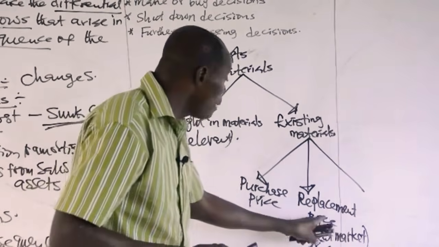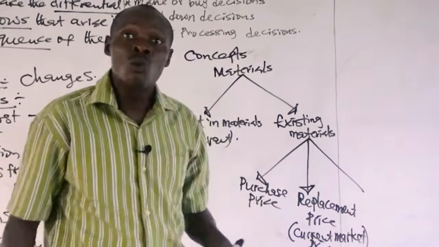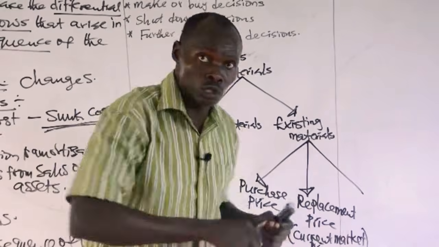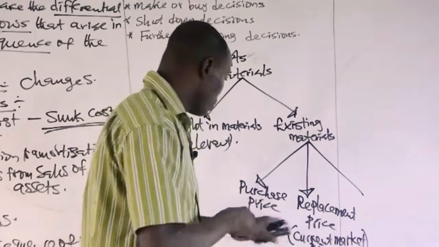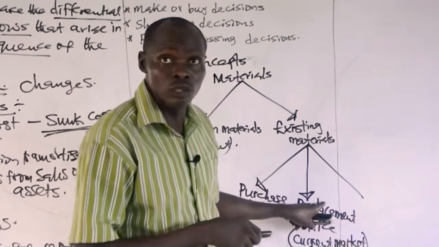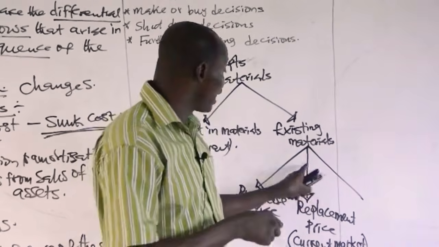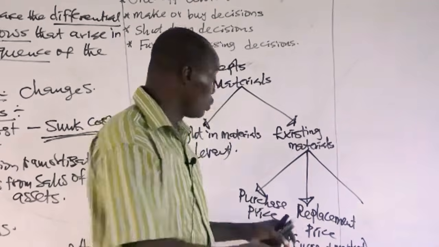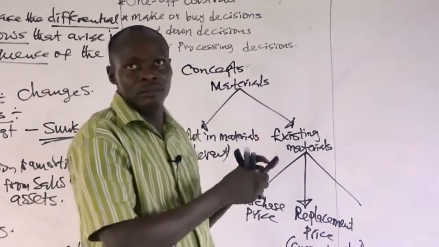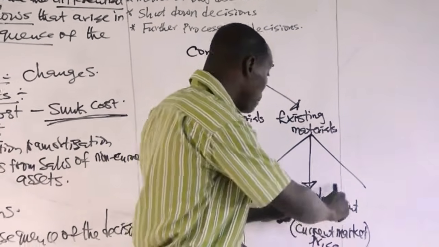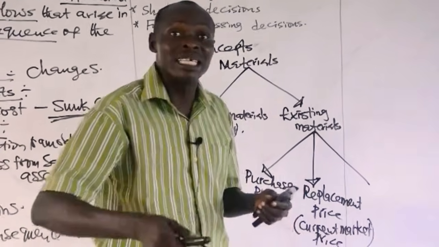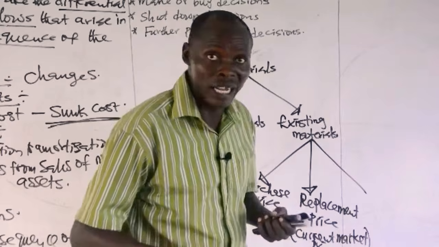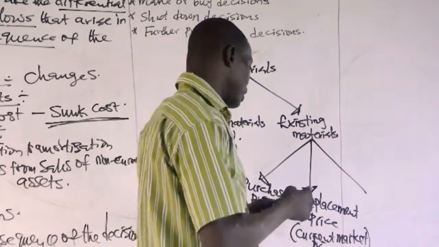This price will only be considered to be relevant where it can be ascertained that the materials are frequently used by the organization. Meaning that if it is frequently used, the moment the existing materials are exhausted, you will need to buy another one again. That is why the replacement price will be considered where it can be ascertained that such materials are frequently used by the organization.